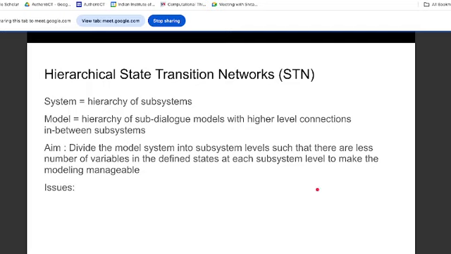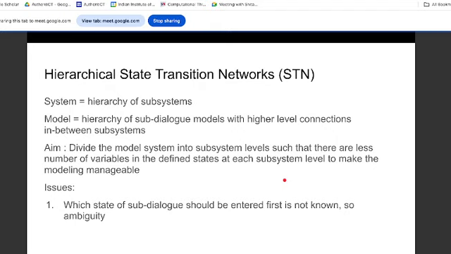There are two challenges of this hierarchical state transition network. One of the challenges is that which state of a sub dialogue should be entered first is not known. When you define each individual step, it doesn't actually speak about when that subsystem is entered, what is the first state of the variables that lie within it. So that is not shown in the hierarchical state transition network.